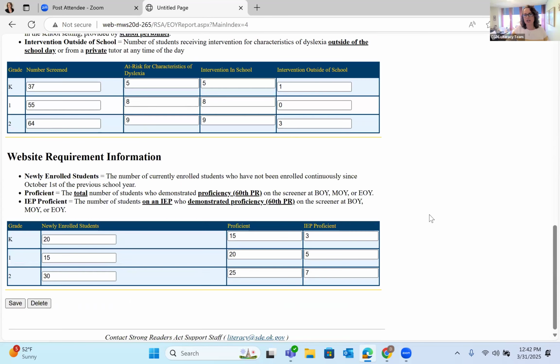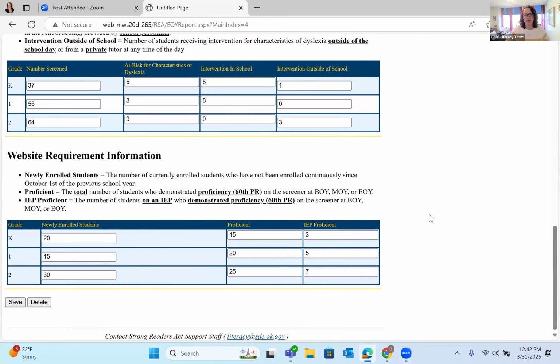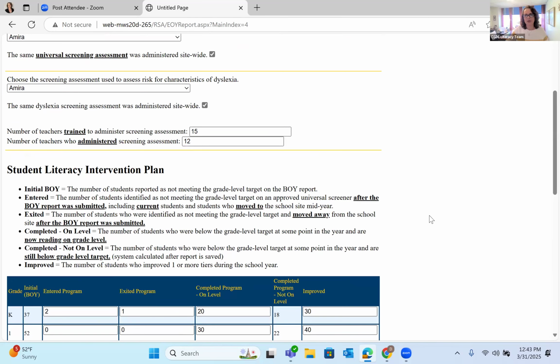So once this is all done, you are finished with your part. You would just need to notify your administrator that it is ready for superintendent certification. Once all of the sites have completed all theirs, the superintendents have to certify, and then this information will be sent to us.